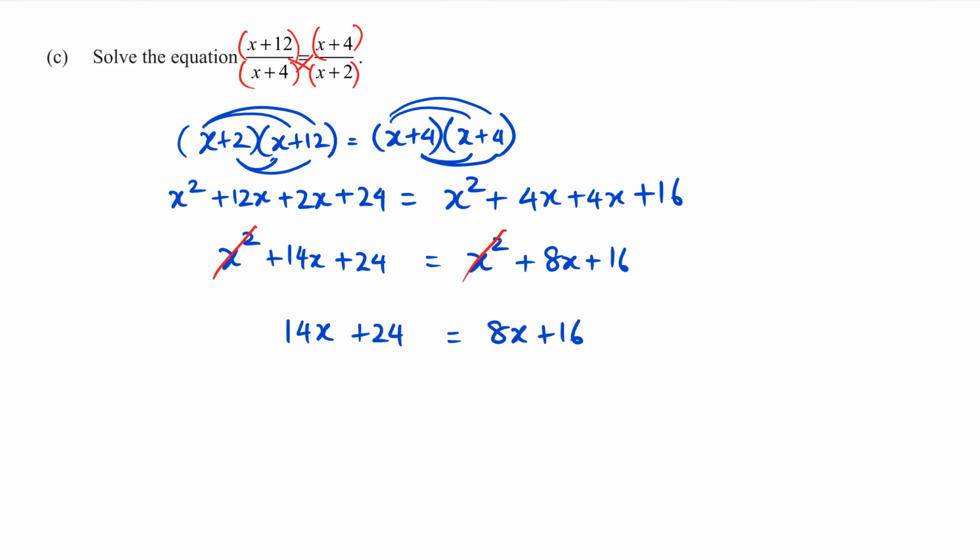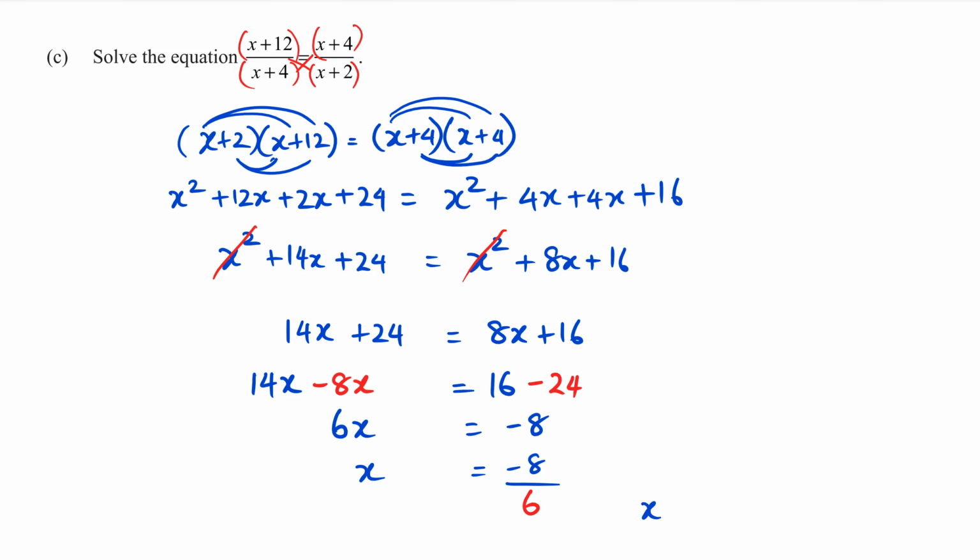Anyway, now I'm going to bring all the x's to one side and take all the numbers to the other side. I'm going to leave x's on the left-hand side, so 8x coming over to this side becomes minus 8x. And as for the 24, switching it over to the right-hand side becomes minus 24. Simplifying now, I've got 14x minus 8x, which is 6x, and 16 take away 24 is negative 8. And then I can say that x is equal to negative 8 divided by 6. And of course, you can simplify this answer further to negative 4 over 3.